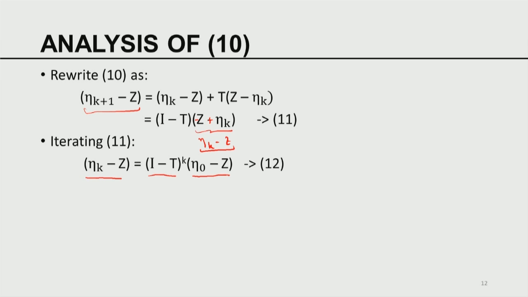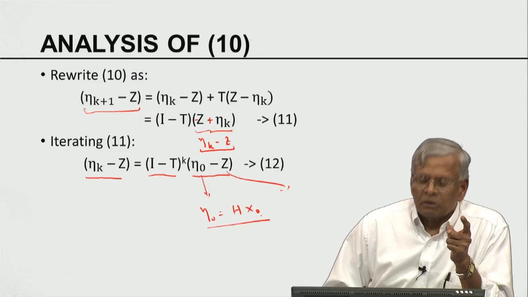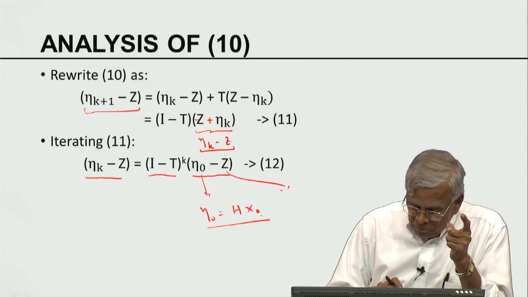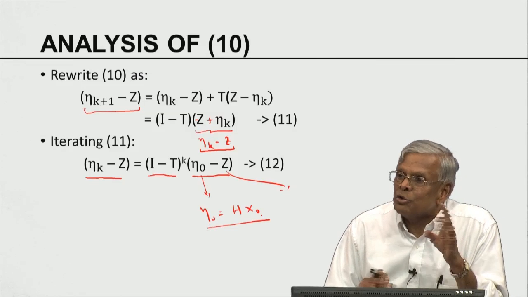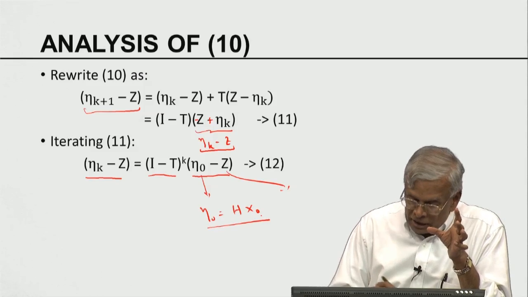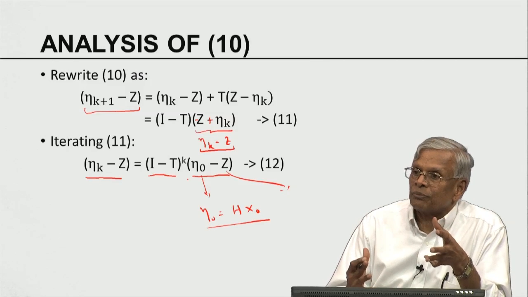So what is eta naught? Eta naught is equal to h times x naught. What is z? Z is the observation. So eta naught is my predicted observation. X naught is my background. So it's a predicted observation from the background using h. Z is the actual observation. The difference between the two is the innovation.